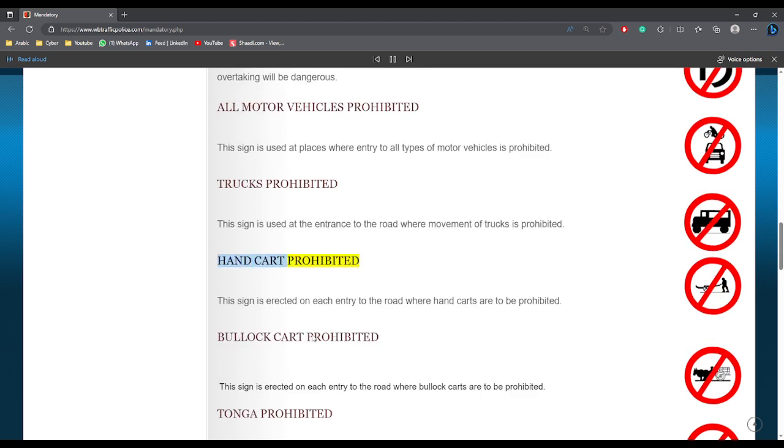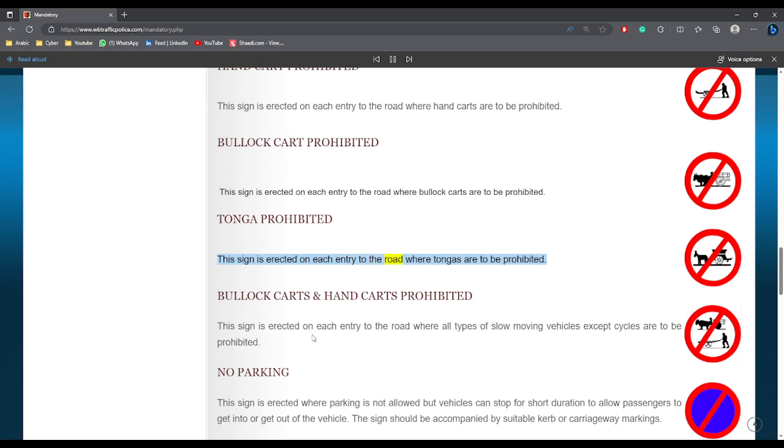Handcart prohibited. This sign is erected on each entry to the road where handcarts are to be prohibited. Bullock cart prohibited. This sign is erected on each entry to the road where bullock carts are to be prohibited. Tonga prohibited. This sign is erected on each entry to the road where tongas are to be prohibited.